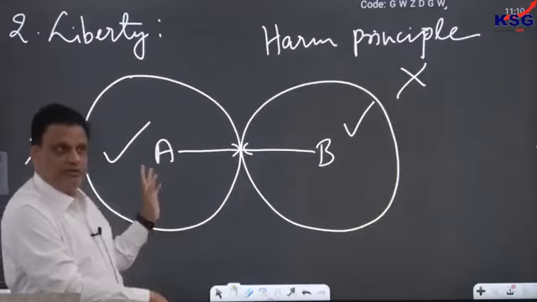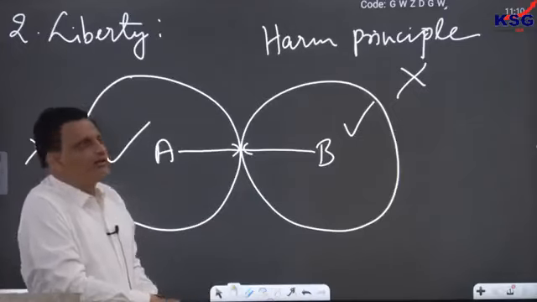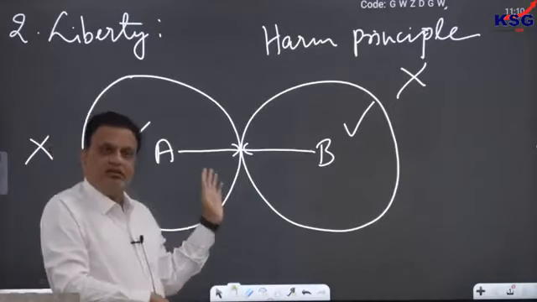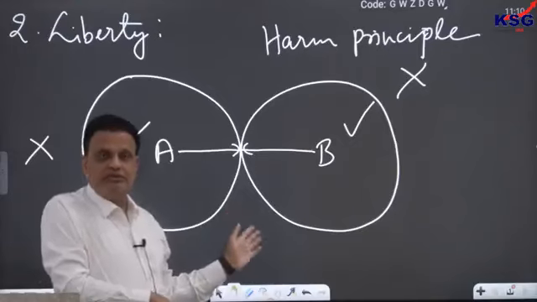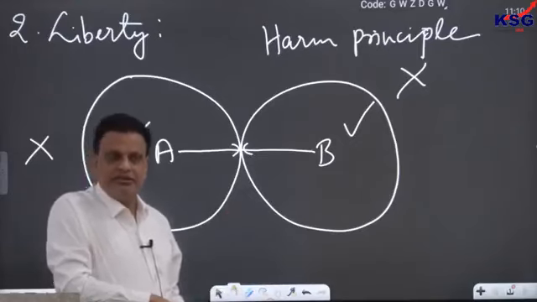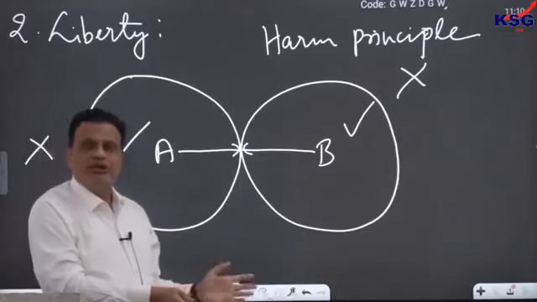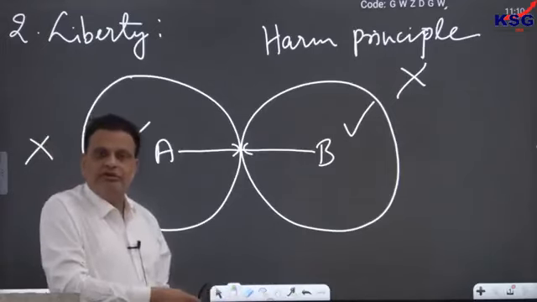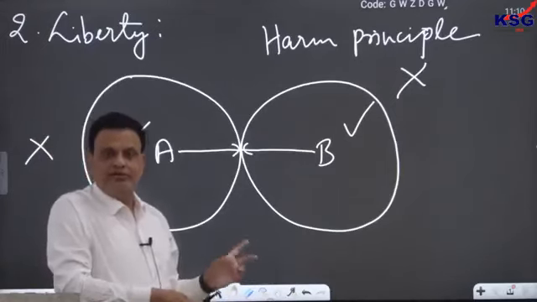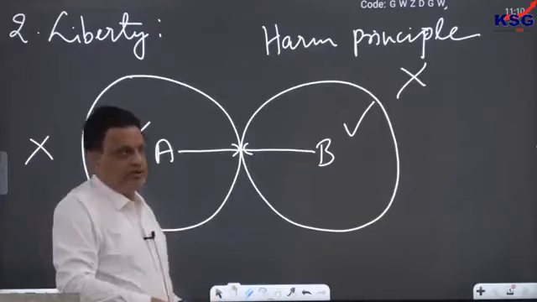We will talk about that also in the next class. So this is what Mill will say, that only that is the ground on which liberty of a person can be restricted, can be curtailed, can be limited. Otherwise, there is no legitimate ground on which we can limit the liberty of a person. That is the idea of liberty that he was talking about here.